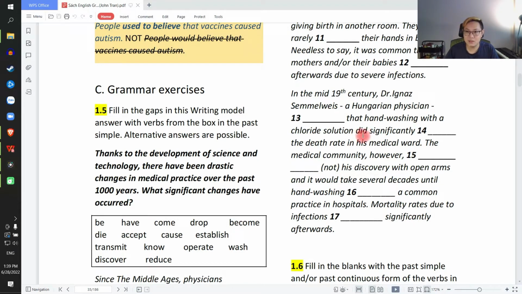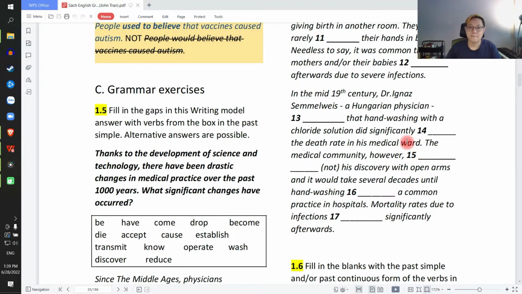Cái chữ "did" này nó đã quá khứ rồi, nó đóng vai trò nhấn mạnh cái động từ sau đó. Nó đã quá khứ rồi, cho nên cái động từ sau đó là reduce, nó sẽ trở về nguyên mẫu là reduce, không có gì hết. Did significantly reduce the death rate in this medical ward.